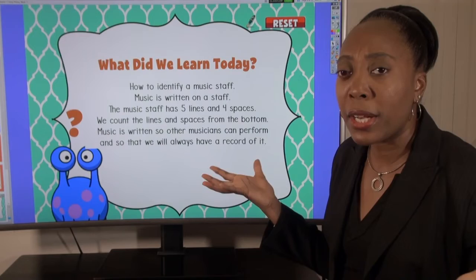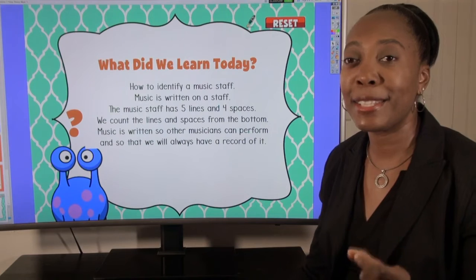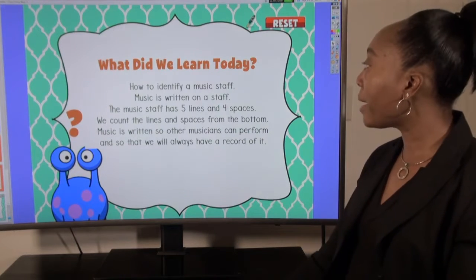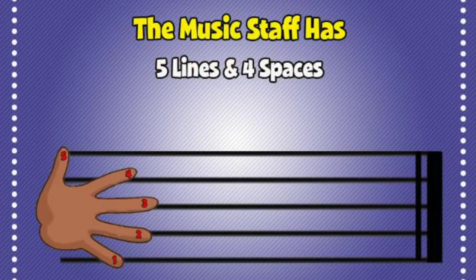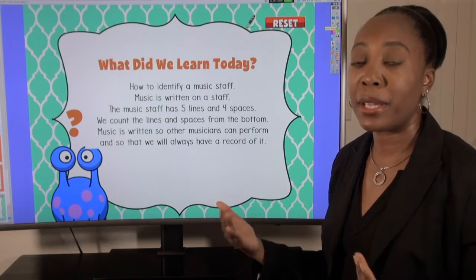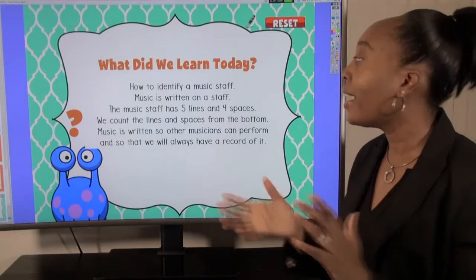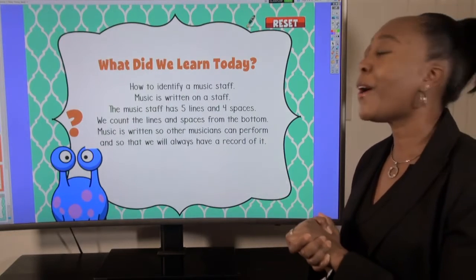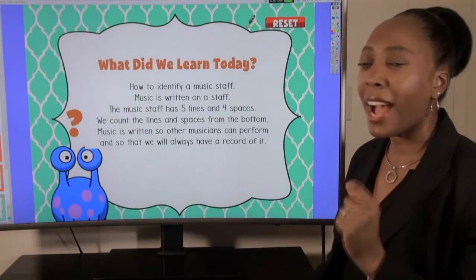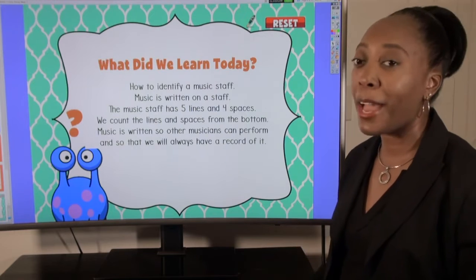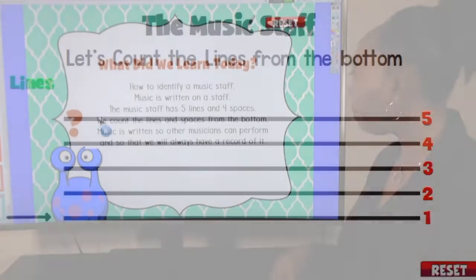So what did you learn? You learned quite a bit in that little bit of time. You learned how to identify a music staff. How do you identify a music staff? Well, you know, because you have those lines and spaces, and you know that that is how music is written. You have to have that staff, otherwise you can't read it, just like a storybook. And how many lines and spaces? Oh, that's right, 5 lines, 4 spaces. Good job. And how do we count? Oh, that's right, we count from the bottom to the top. Start at the bottom and work your way up.